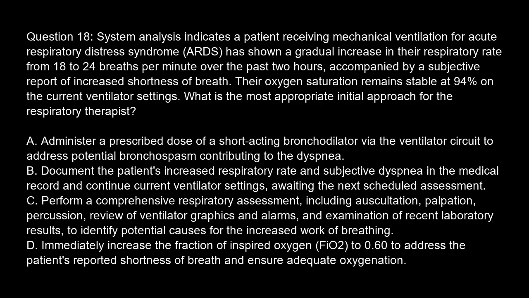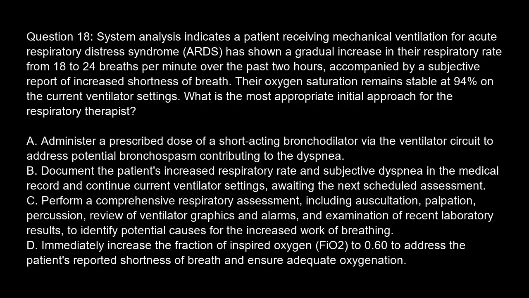Option A. Administer a prescribed dose of a short-acting bronchodilator via the ventilator circuit to address potential bronchospasm contributing to the dyspnea. Option B. Document the patient's increased respiratory rate and subjective dyspnea in the medical record and continue current ventilator settings, awaiting the next scheduled assessment.